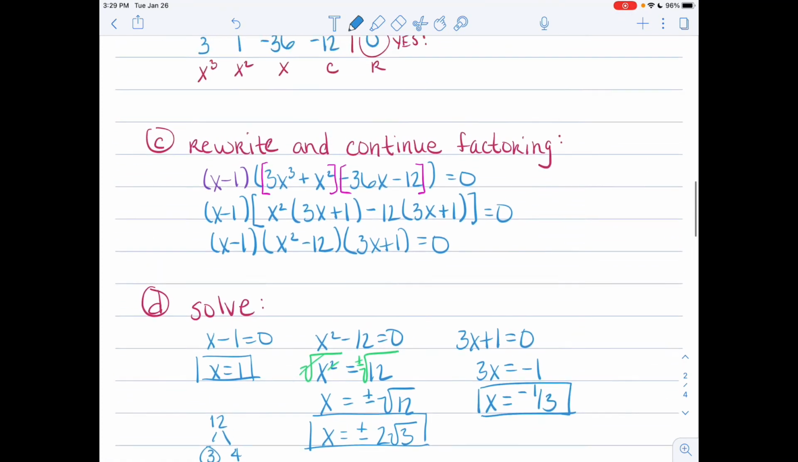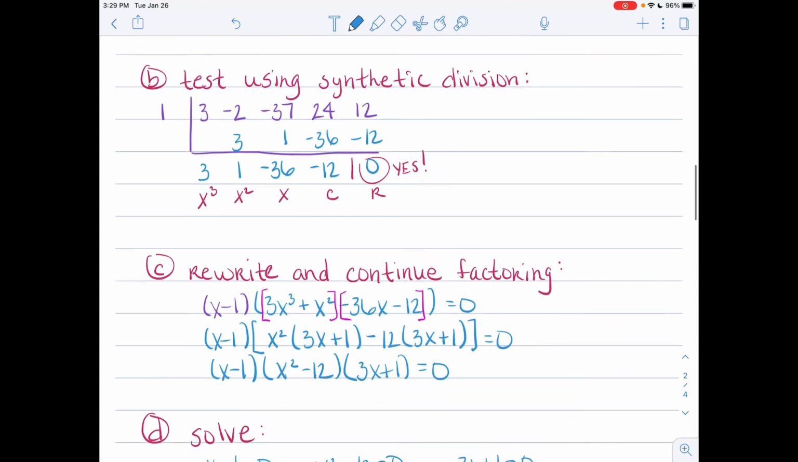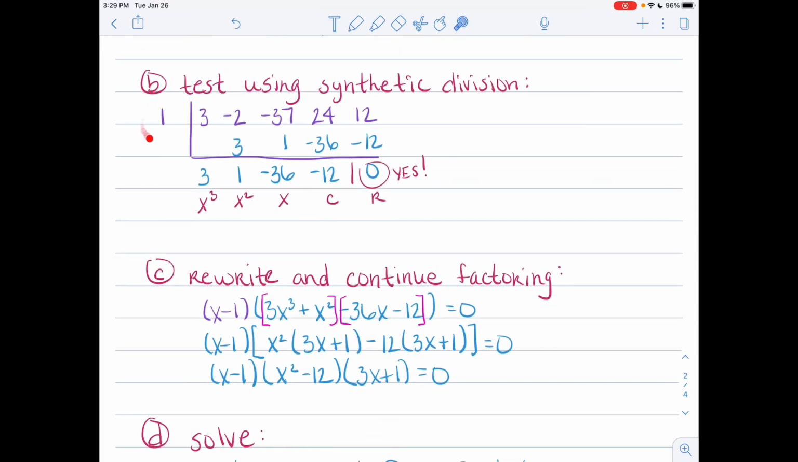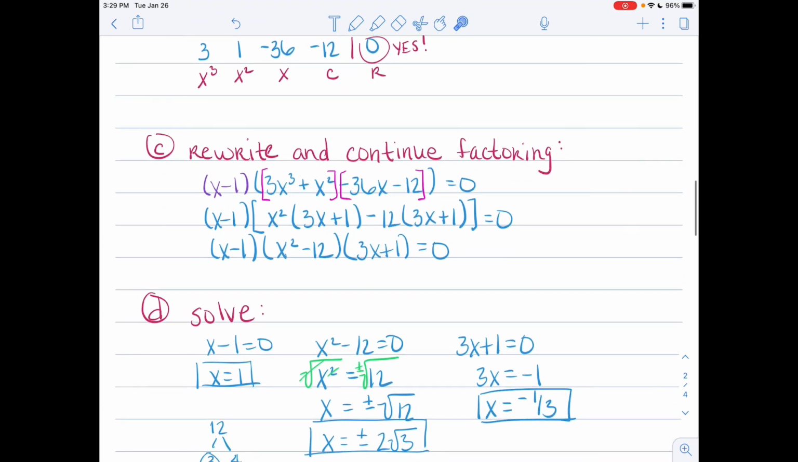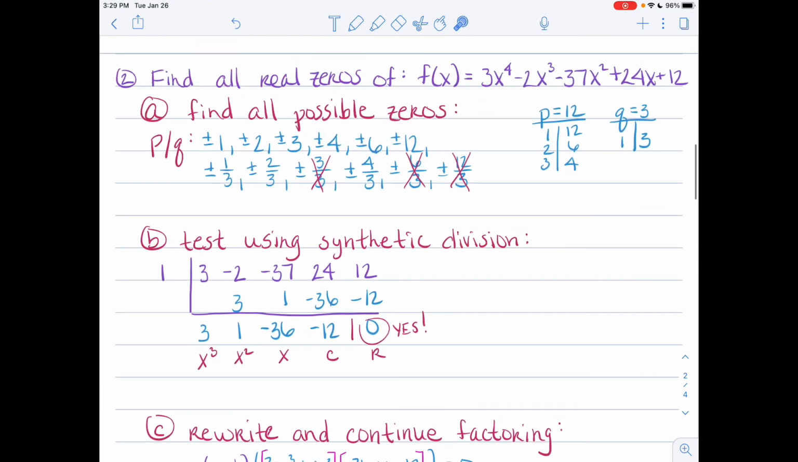X equals 1, well, we knew about that solution because that's the one that we found when we used synthetic division. Our negative 1/3, well, that was definitely one of these solutions, the possible zeros here. However, we didn't come up with the square root one.